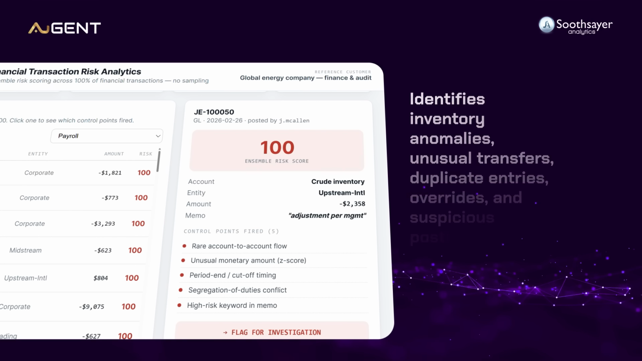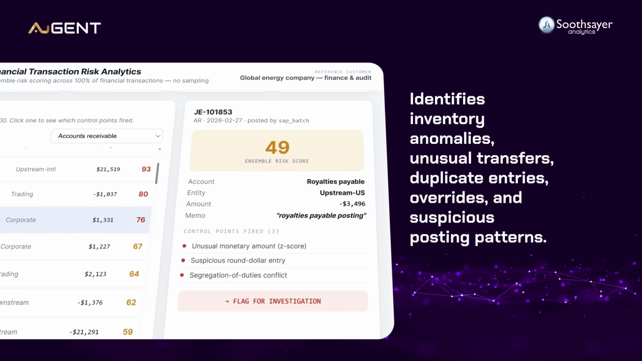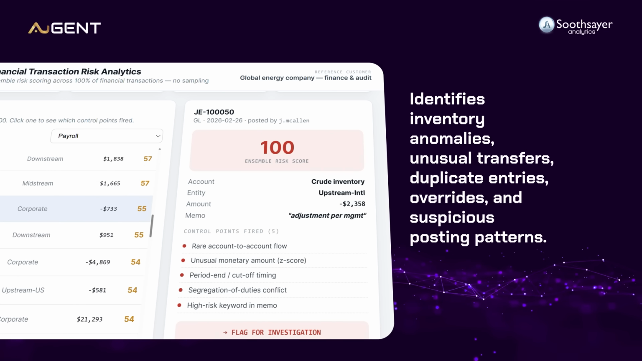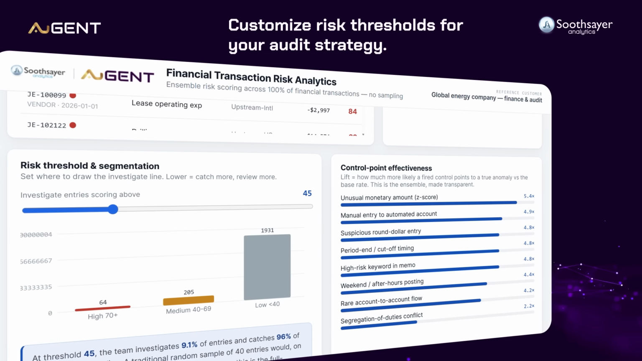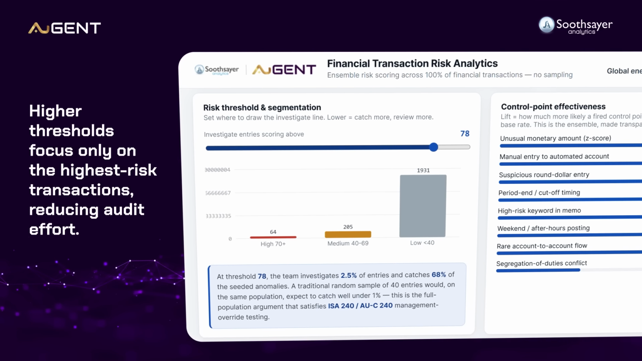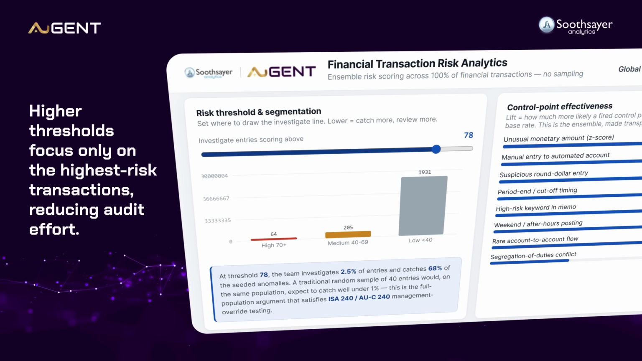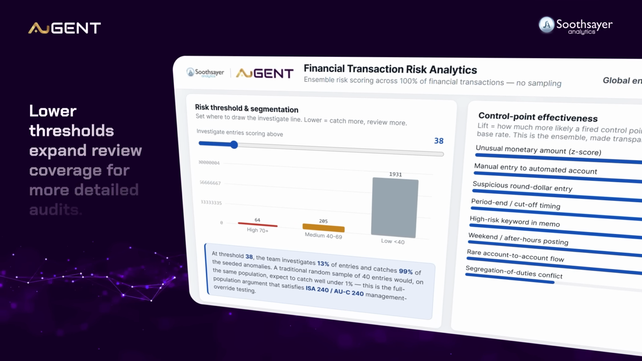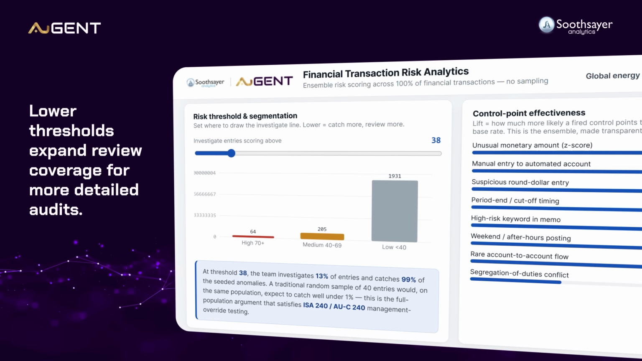It identifies issues such as abnormal inventory adjustments, unusual account-to-account transfers, management overrides, duplicate entries, unexpected posting patterns, and other financial irregularities. Risk thresholds can be adjusted based on the organization's audit strategy. A higher threshold narrows the investigation to only the highest risk transactions, reducing audit effort while still capturing the most critical exceptions. Lower thresholds expand the review population, providing broader coverage when a more detailed examination is required.